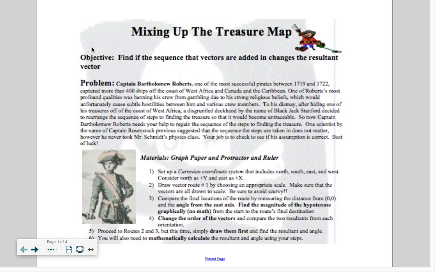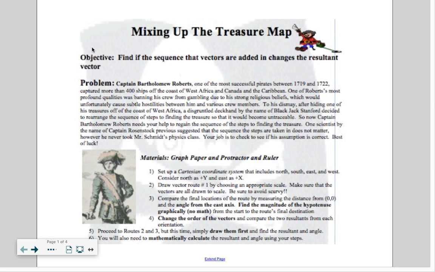Can't miss it. Okay. So number one, we're going to set up a Cartesian coordinate system that includes north, south, east, and west. Just use what you're normally used to, never eat soggy waffles. Although soggy waffles with syrup actually taste kind of good. A little bit of butter, a little bit of syrup mixed in. Phenomenal. Anyways, consider north as positive y and east as positive x.